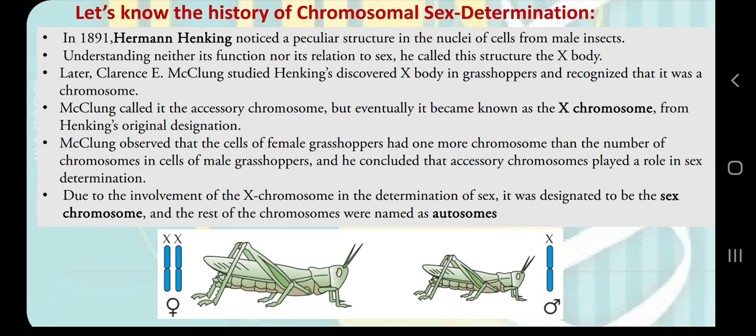So let's have a context of human beings. As we have studied in class 8th and 10th also, we have X and Y chromosomes in the case of males and 2 X chromosomes in the case of females. But we have other chromosomes also, because the total number of chromosomes in every human cell is 46 except gametes. It means except sperms in males and eggs in females.